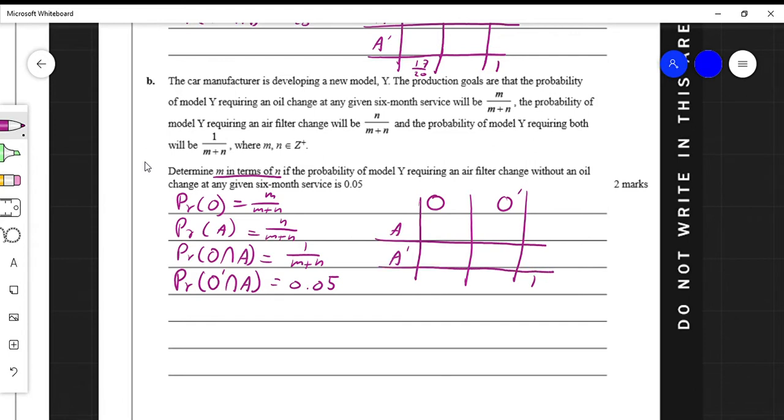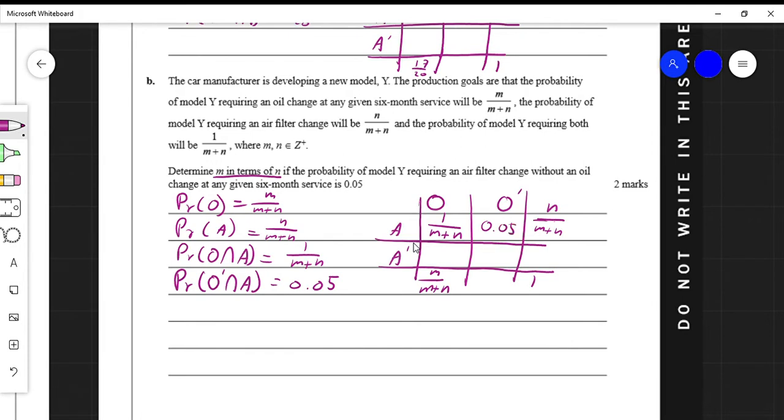There's one down that corner. So here let's fill in all the information. We know this is m on m plus n. Oops, that's not right. That's for the air filter change, so that should be n. Over here we have m on m plus n. And in the intersection, we have 1 on m plus n. And then the other bit of information we've given is this one here is 0.05.